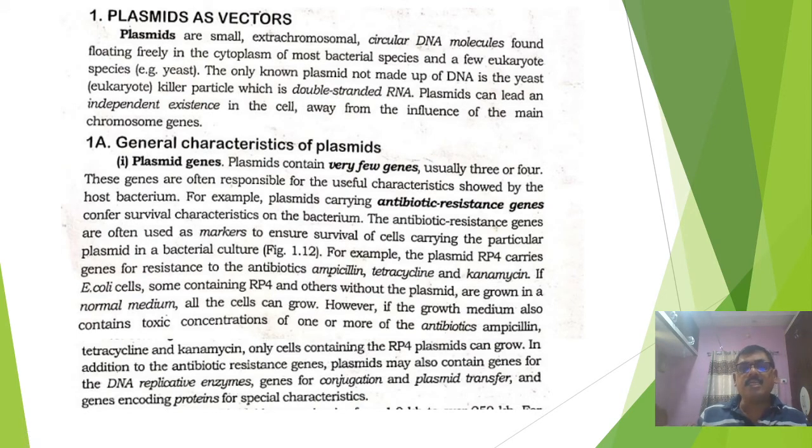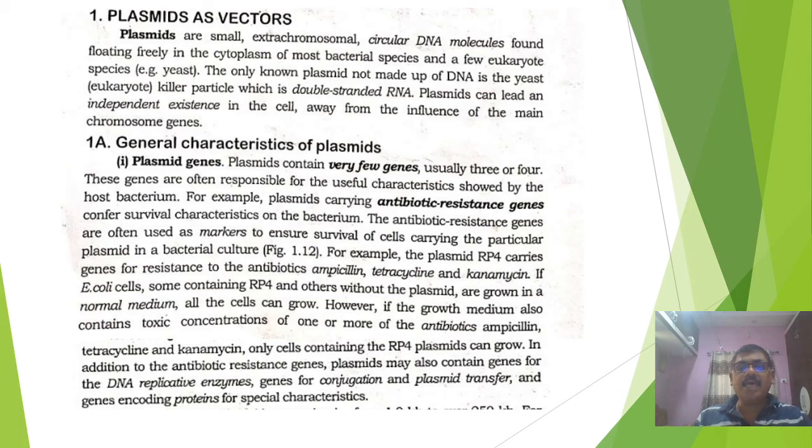Then the plasmids are small extrachromosomal circular DNA, that we have already discussed, found freely floating in the cytoplasm of the bacterial cell and a few eukaryotic species. The only known plasmid not made up of DNA is the yeast killer particle, which is double stranded RNA, and a plasmid can lead an independent existence in the cell away from the influence of the main chromosome genes.